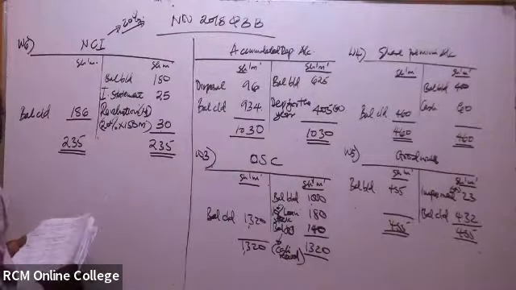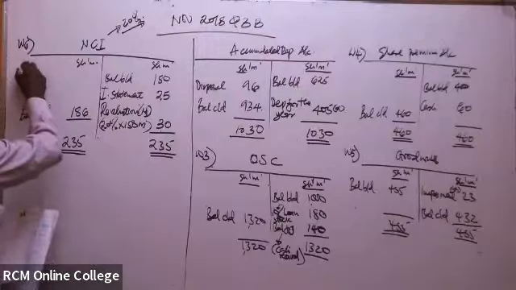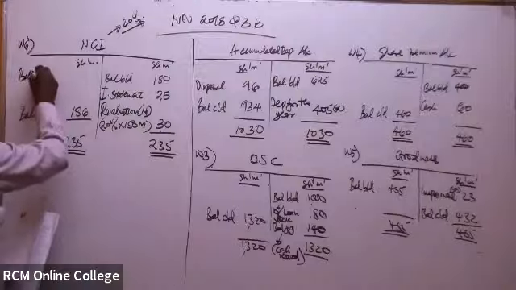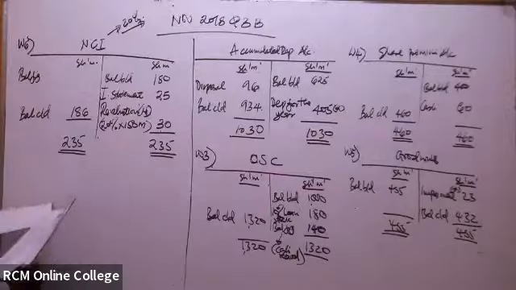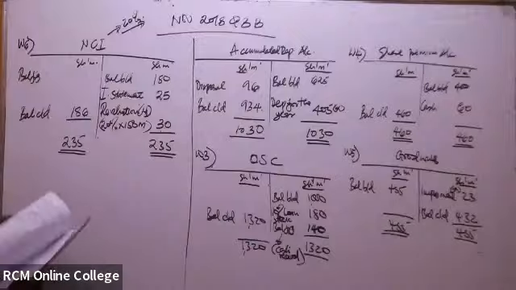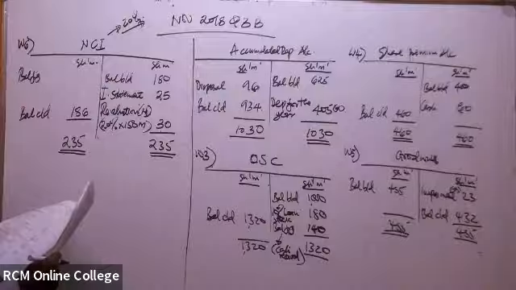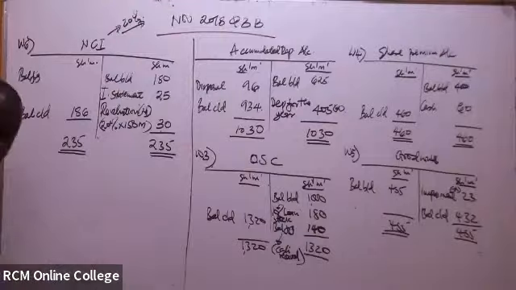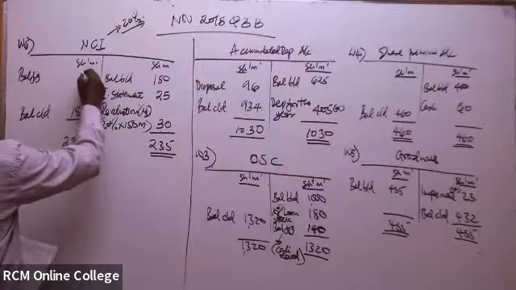So with this, we'll be able to get a balancing figure. There's a balancing figure here of how much? 235 minus 186, you get 49. So you'll likely be able to get a balancing figure of 49.